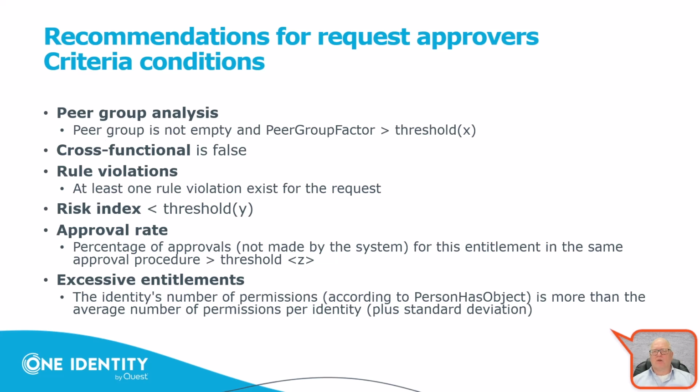There is the approval rate. That means if a lot of approvals exist for an assignment or for an approval like that, then you will get informed as well. And my absolute favorite is the excessive entitlement check. That is just to identify entitlement collectors. So if a person collects a lot of entitlements, then this will say, hey, that guy is an entitlement collector. Maybe it's not a good idea to assign something additional.